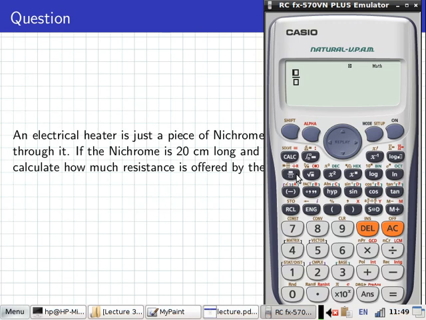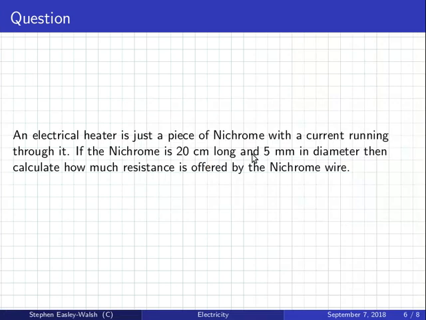It's 4.4. No, I think I know why. You got 2.2, didn't you? 2.8. Yeah. The diameter, perhaps. What's the radius? 2.5, yeah. How many meters? 2.5 and meters.